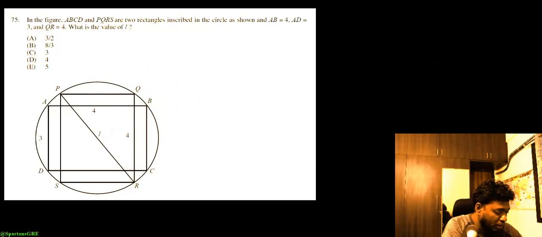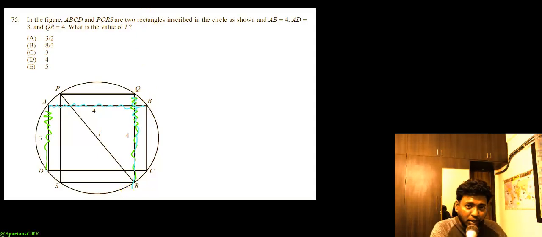So let's solve our last question. The last question, he said, in the figure ABCD and PQRS are two rectangles inscribed in a circle as shown. He has given this length AB as 4. Now AD is given as 3. Again he gave QR as 4. This QR he has given as 4, right?